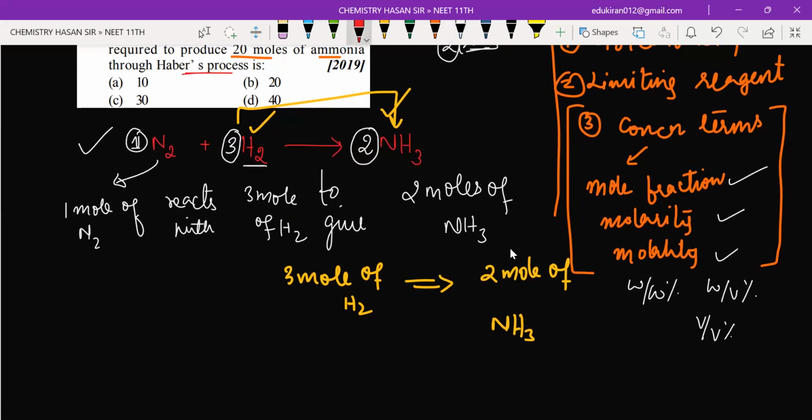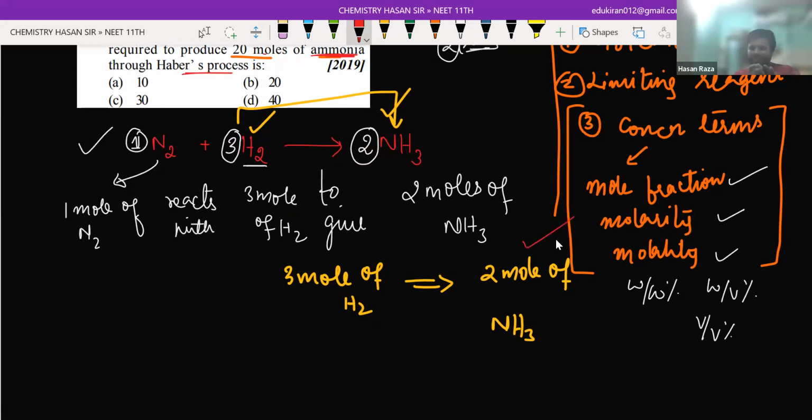Yes, sir. Now, in the question, it has been said that 20 moles of ammonia. So I'm just going to reverse this. It is just like the unitary method. Like, you know, if in 5 rupees you are getting 10 chocolates, then in 20 rupees, how many chocolates will you get? So in the same way, I'm just going to reverse this. I'm going to write 20 moles of NH3 we got from 3 moles of H2.